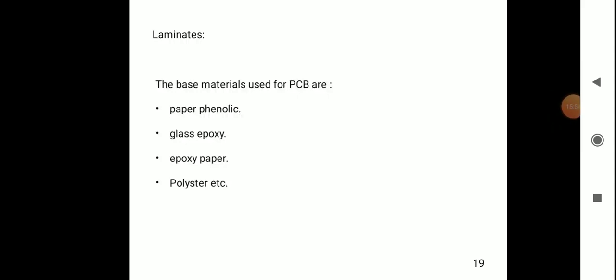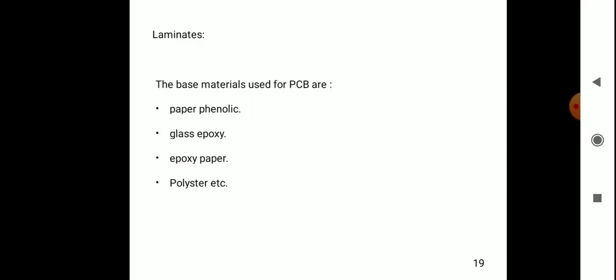Now we are going to discuss the laminates. You know that laminates are nothing but a platform on which we provide the copper cladding or copper tracks. Those are called laminates. Many types of laminates are there. Now we try to discuss which type of laminate is useful, which has advantages and which has some disadvantages.